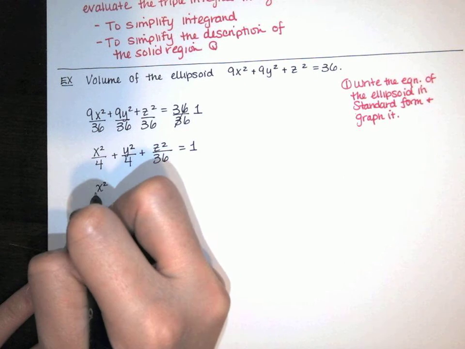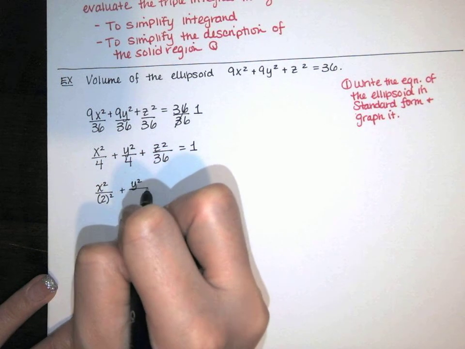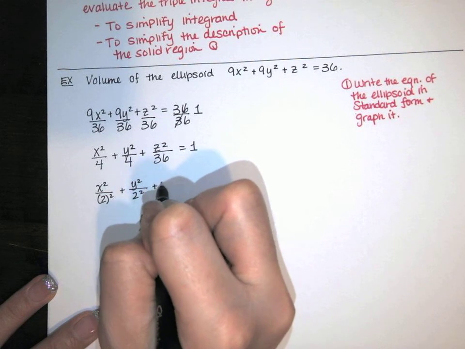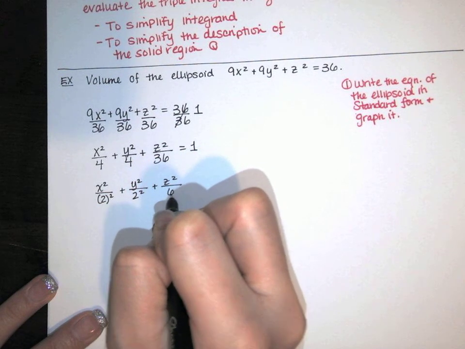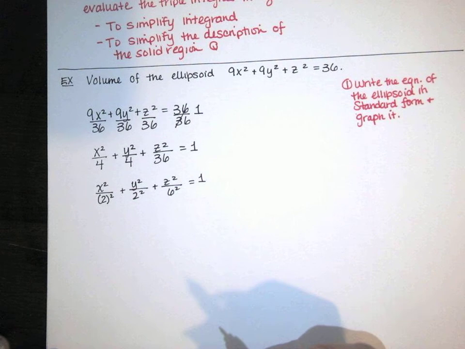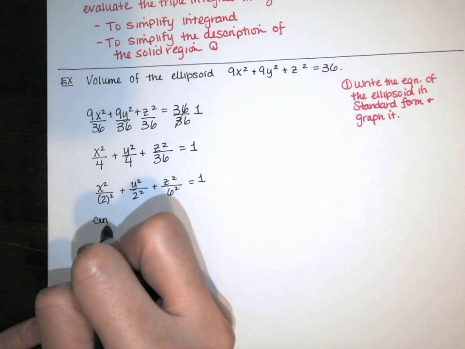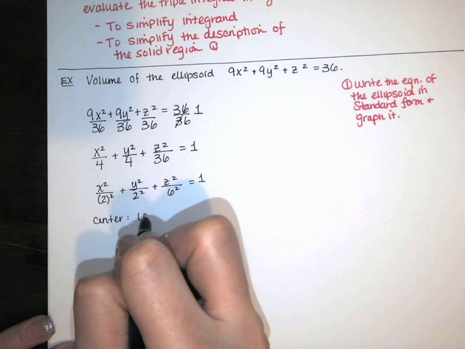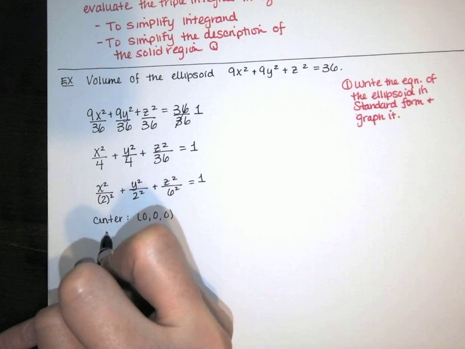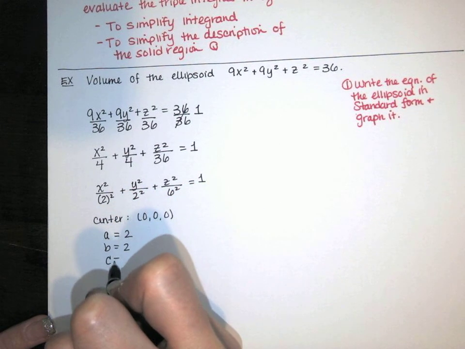So we might even go further to say that this is x squared over 2 squared plus y squared over 2 squared plus z squared over 6 squared equals 1. Now it's in standard form. We're not subtracting anything from the x, y, or z, so the center is 0, 0, 0. A is 2, B is 2, and C is 6.